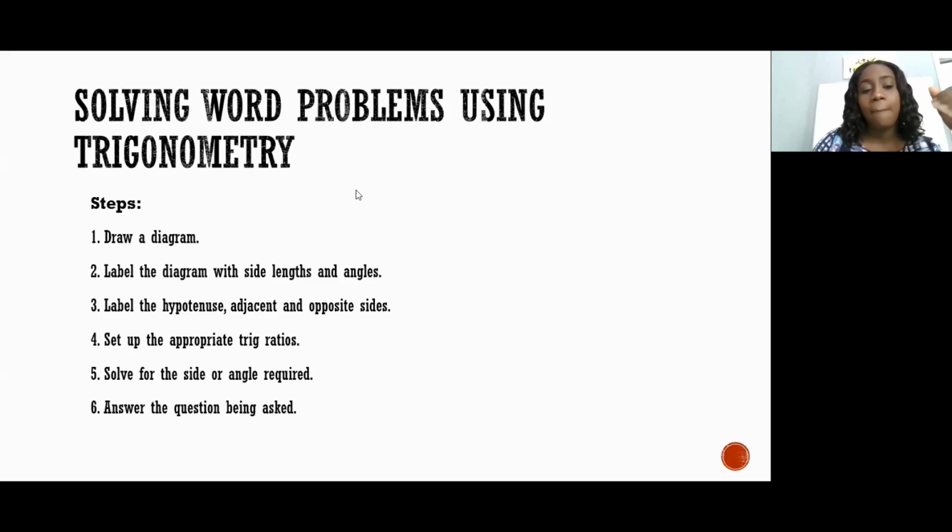I'm going to say it again. 1, draw a diagram. 2, label your diagram with the appropriate measurements where they should be. 3, you're labeling hypotenuse, opposite, and adjacent. 4, pick the correct ratio and write out the ratio. You're going to substitute the ratio and then solve. And lastly, you're going to answer the question that you were asked. All right, let's get into our examples.